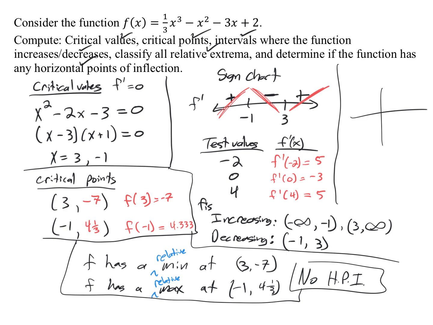So I need to plot the point 3 and then -7. Okay, I'm not actually going to keep track of the scale. So 3, -7 is down here, and then -1, and then 4 1/3, it's up here. So the sign chart tells me I increased up until -1, then I decreased up until 3, and then I increased beyond that. So I'm going to increase up until I hit the point at -1, then I'll decrease to -7, and then I will increase after that. So this is what the graph should look like.